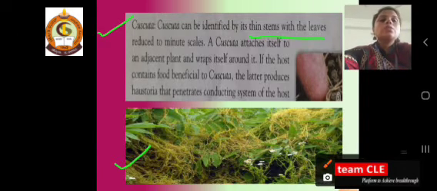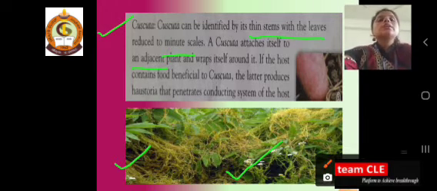In your surroundings also you can find this Cuscuta. It has very thin stems with leaves reduced to minute scales. Cuscuta attaches itself to an adjacent plant and wraps itself around it like a net. Here you can see how it wraps its stems around each and every part. It is highly difficult to tell where the stems come from, where the root is. You can imagine that Cuscuta is like a big net.